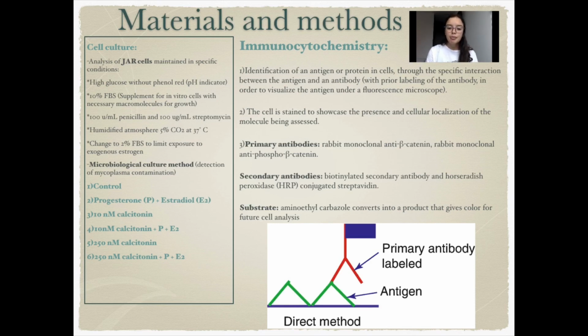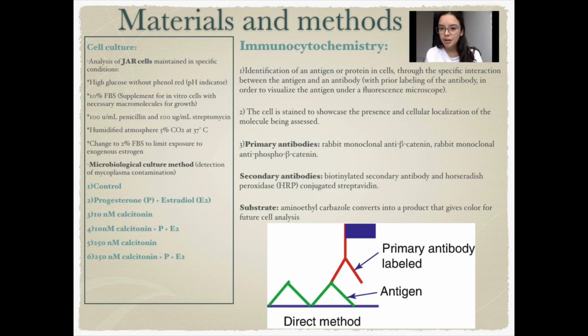In this case, the primary antibodies they used were the rabbit monoclonal anti-beta-catenin and the anti-phospho-beta-catenin. The secondary antibodies were the biotinylated secondary antibody and the horseradish peroxidase. And as a substrate, they used the aminoethyl carbazole. So in this study, and as you can see in the picture here, you have the antigens and then you bind a primary antibody.